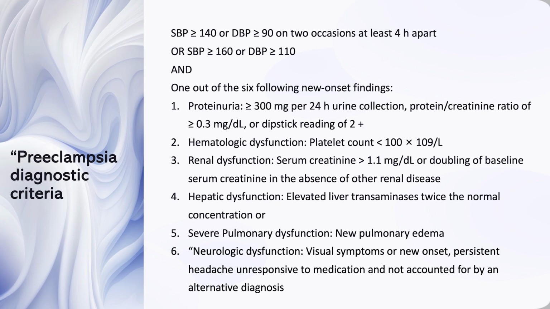Proteinuria, greater than or equal to 300 milligrams per 24H urine collection, protein/creatinine ratio of greater than or equal to 0.3 milligrams per deciliter, or dipstick reading of 2+. Hematologic dysfunction, platelet count less than 100 times 10^9/L. Renal dysfunction, serum creatinine greater than 1.1 milligrams per deciliter or doubling of baseline serum creatinine in the absence of other renal disease. Hepatic dysfunction, elevated liver transaminases, twice the normal concentration, or severe pulmonary dysfunction, new pulmonary edema.